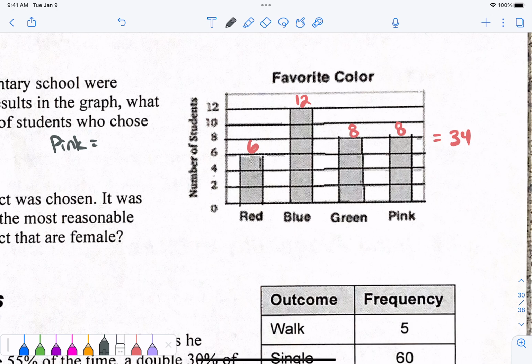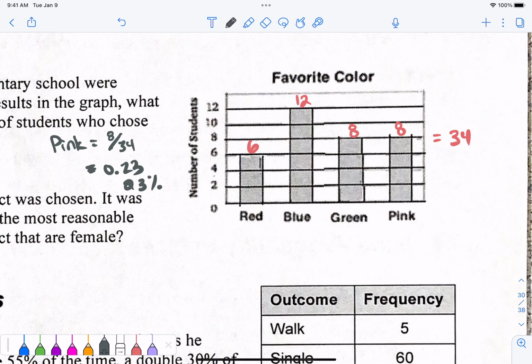How do we figure out what percent said pink? 8 divided by 34, right? 8 over 34 said pink, which as a percentage is how many percent? Somebody have a calculator. Brian's got it. He's on top of it. 8 over 34 is 0.23, or 23% said pink, which, if there are 4 categories, is actually less than a fourth, right?